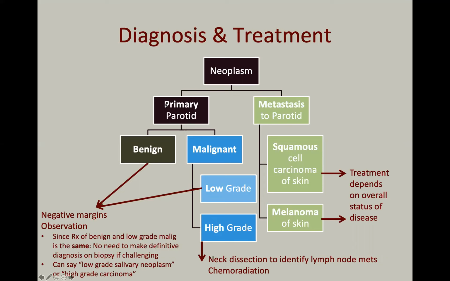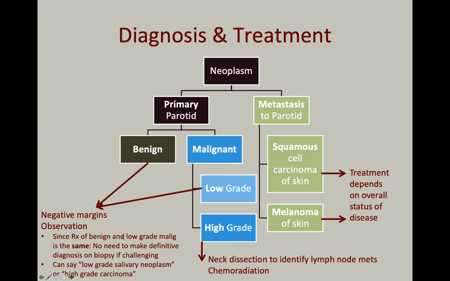Once we tell as pathologists that the tumor is a primary of salivary gland, we certainly want to tell whether it's benign or malignant. If it's malignant, we certainly want to differentiate between low and high grade. And in fact, this is the key here. Because a benign salivary neoplasm and a low-grade carcinoma both are essentially treated with surgical resection with negative margins and clinical observation. These patients usually do not undergo neck dissection.